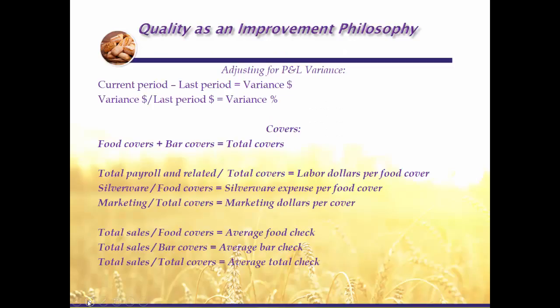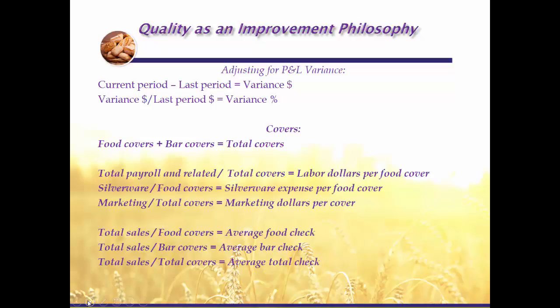Let's talk about the income statement a little bit. When we want to analyze the income statement, we need to look at what's called the variance. So to complete this variance, you take your current period, you deduct your last period on the same line, and this gives you your variance dollars. To find the variance percentages, you take the variance dollars and divide it by the last period dollars, and that gives you your variance. The food covers plus the bar covers equals the total covers.